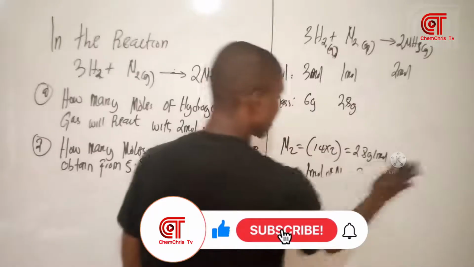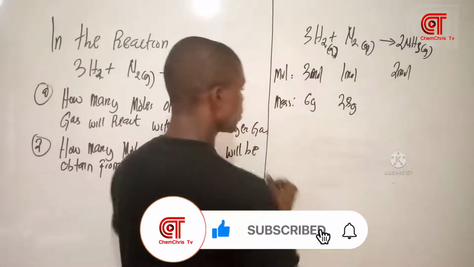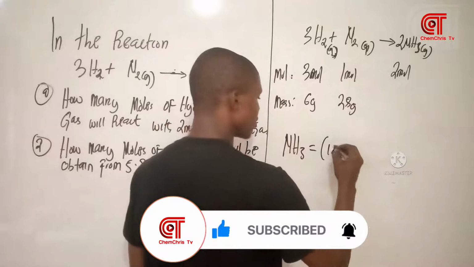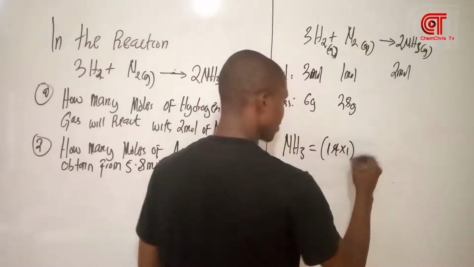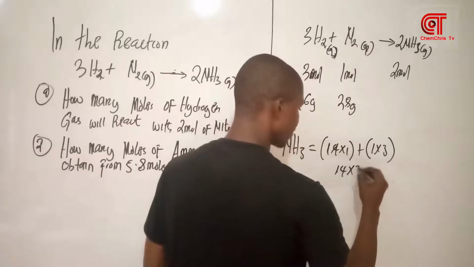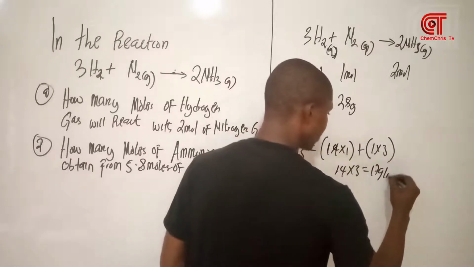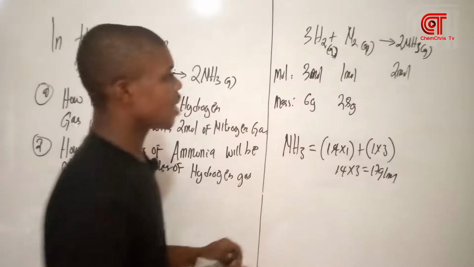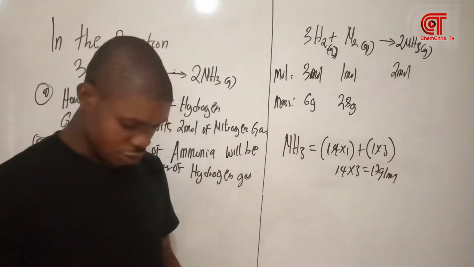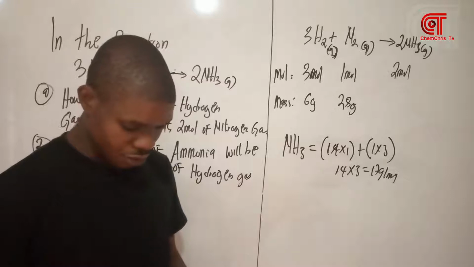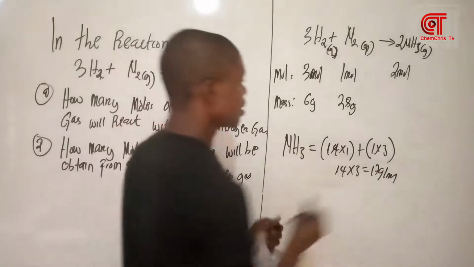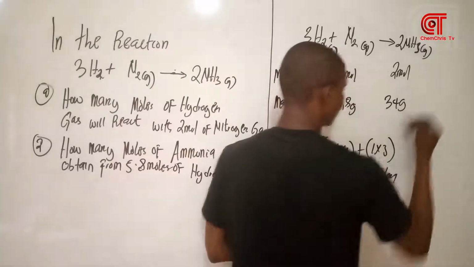Next is ammonia, NH3. What's the molar mass of ammonia here? Ammonia is 14 times 1 plus 1 times 3, which is 17 grams per mole. How many moles do you have there? Here we have 2. So 17 times 2, I have 34. So here we have 34 grams.